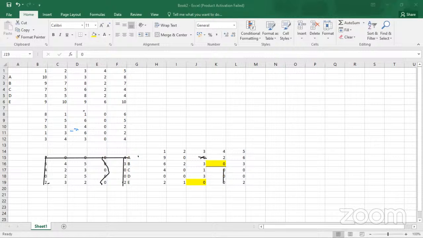A should be assigned which job? A2. No, again, go to columns, madam. Once the rows are done, then you have to go to columns. Yes, sir. A2. A2 we can assign.